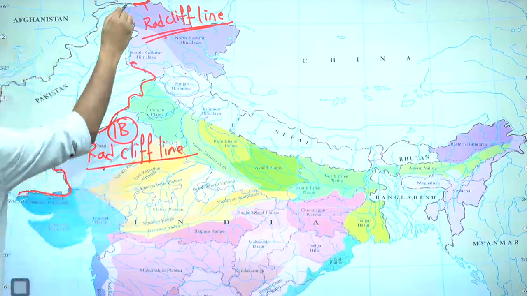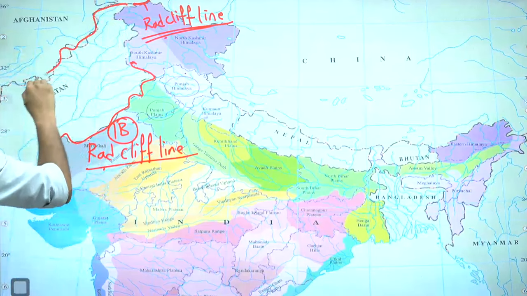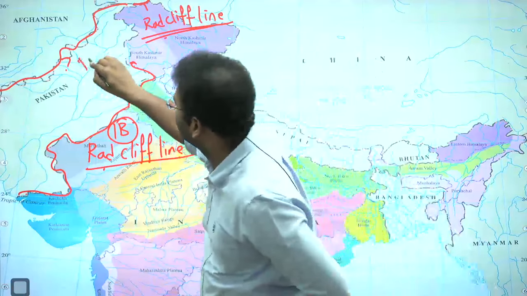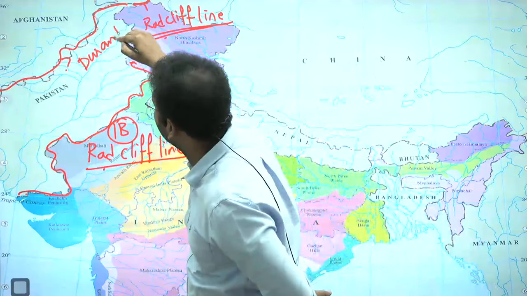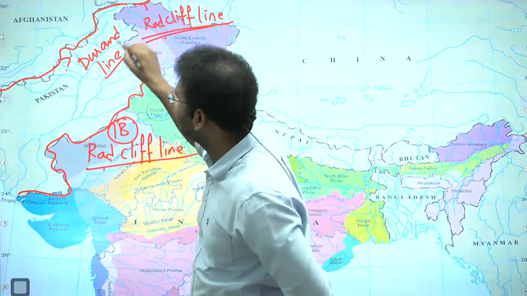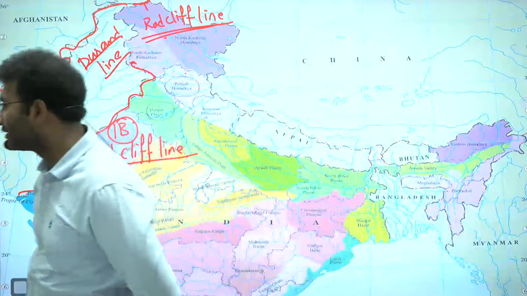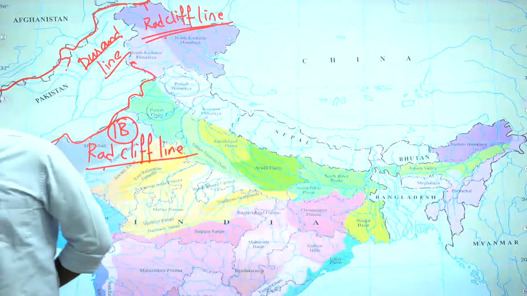But the line which divides Pakistan and Afghanistan, what is this line called? This is nothing but the Durand line, D-U-R-A-N-D. Durand line is named after a person called Durand who tried to solve this problem. The line that divides Pakistan from Afghanistan is the Durand line. Very good.